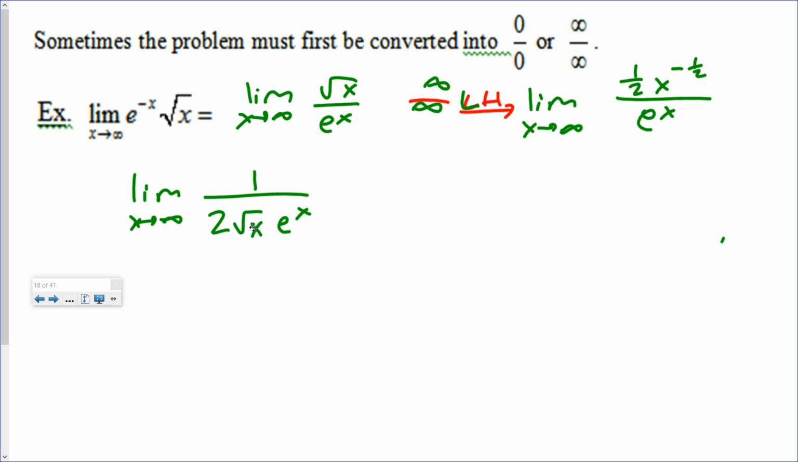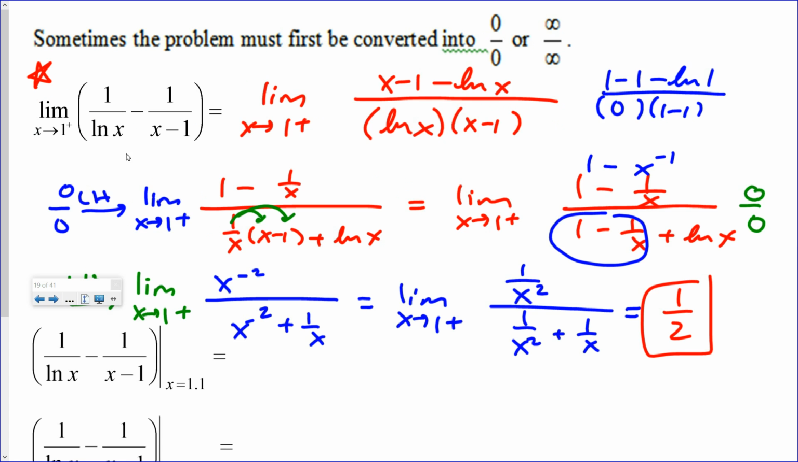Why? Because this is going to infinity down here. This is going to infinity down here. The 1 is holding at 1, right? The bottom's getting bigger and bigger and bigger. Your answer is 0. You have a question on your test almost exactly like this. Possibly exactly like this. Okay? All right, let's look at this problem here.